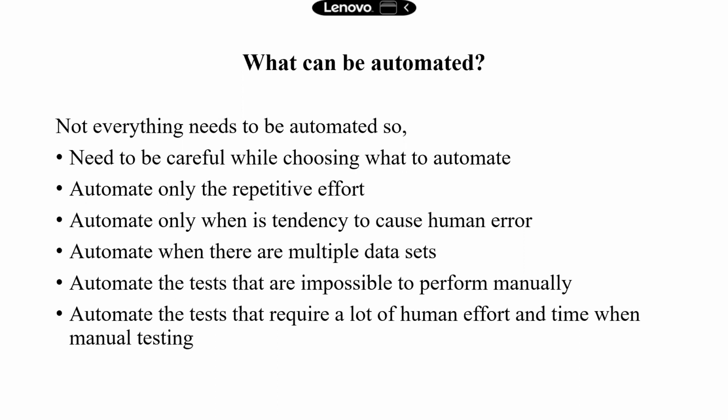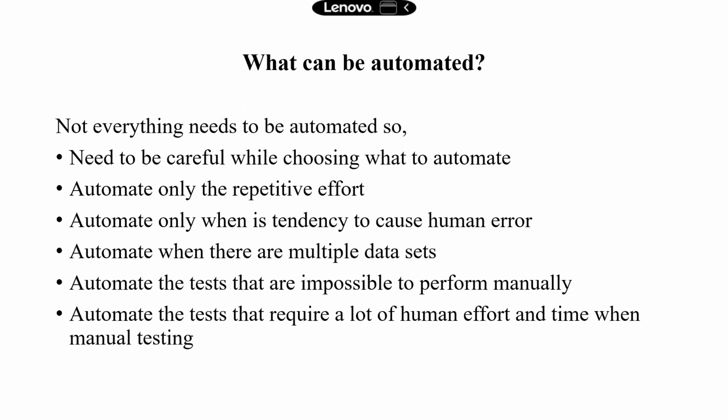Then we have to automate when there is a tendency to cause human error, just like the example I gave you of a payroll system. There is a tendency to cause human errors, so we need to automate that process. Then we need to automate when we have multiple data sets. Let's say there is a login process and we test that scenario with valid credentials, invalid credentials, then valid email with invalid password, different combinations. So this is the point where we can use automation.